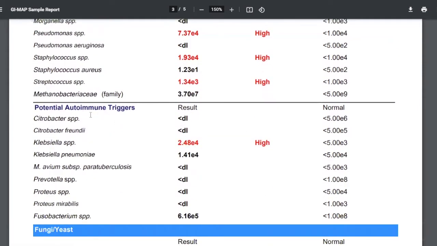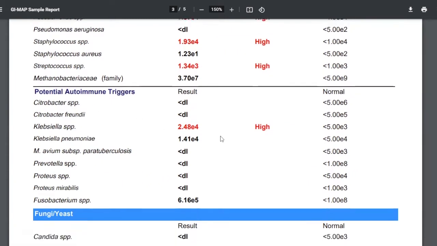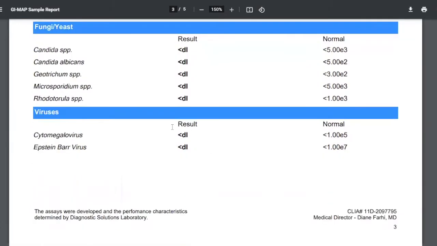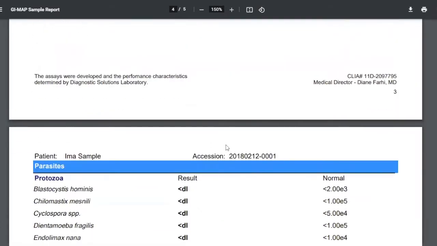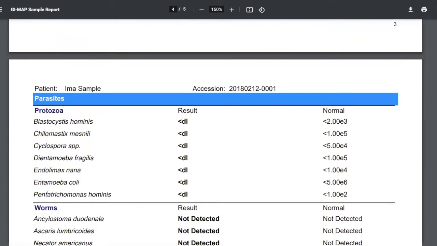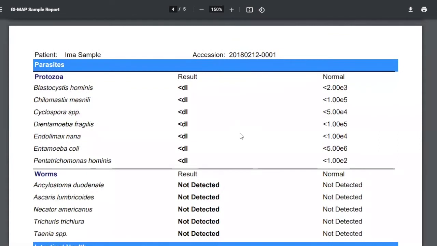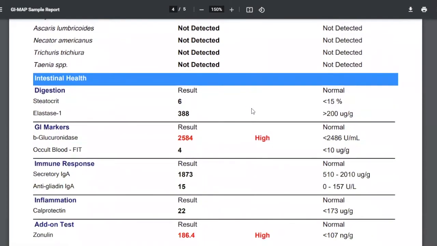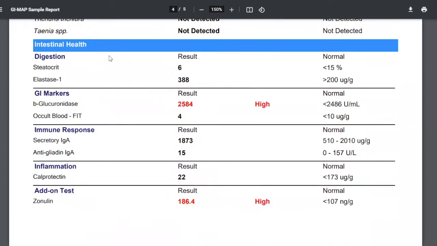These species right here are worse, and it can potentially trigger autoimmune type of dysfunction. Here you have yeast and fungus. Down here, viral component. Here it'll rule out common protozoa, which are a different species of parasites, and then you have worms here. And then down here, I like this part because it just shows overall intestinal health.